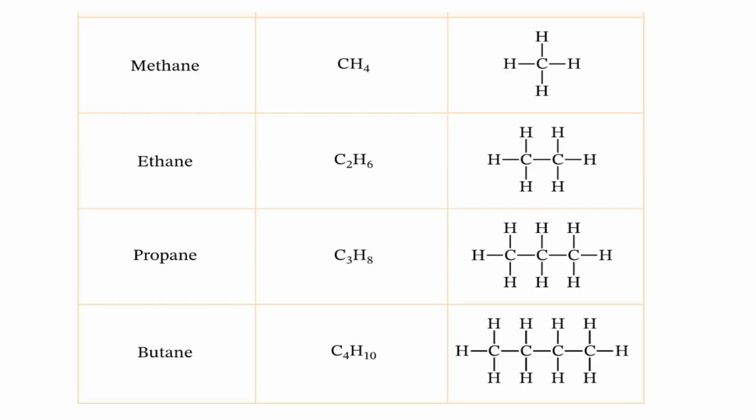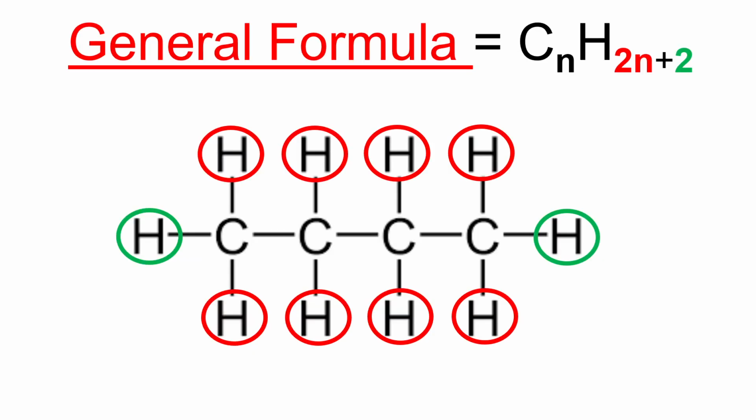Okay? So you need to know for your course the first 4 alkanes. They are methane with 1 carbon atom, ethane 2, propane 3, and butane has 4. You need to know what the general formula is, and it's CnH2n+2.